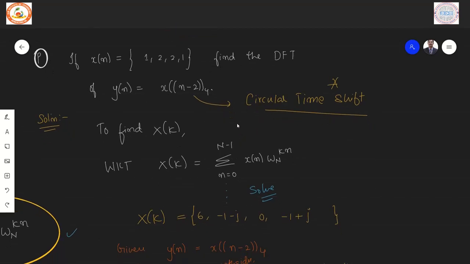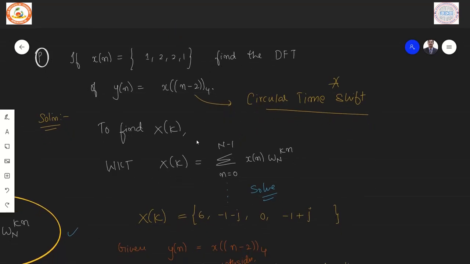First task for us, before we apply the circular time shift property, is to compute the DFT of x of n. We know that by applying the formula or using the matrix method, we are capable of solving the DFT. If you solve it, the answer we get will be something like this. The solution is left as an exercise for you. So the answer is 6, minus 1 minus j, 0, minus 1 plus j.